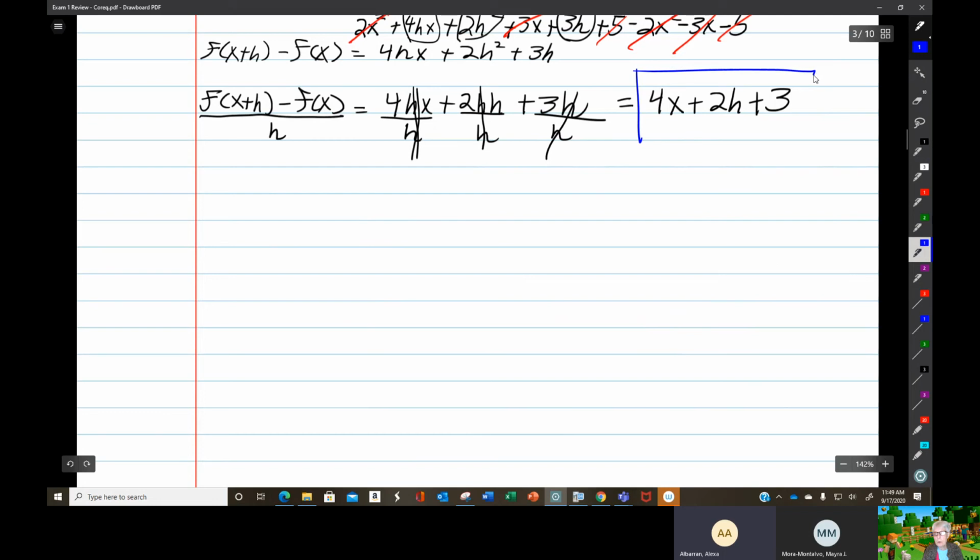So this one was a little more complicated. The more terms you get, the more complicated it is. The higher the power you go, the more complicated it is.